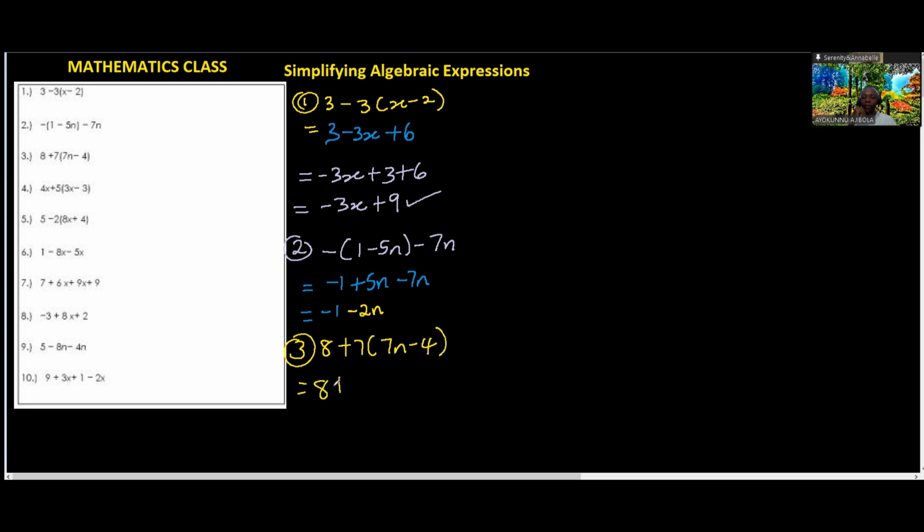So we have 8 plus, what is 7 times 7? You would ask me, you will say, pardon, right? Because you're not concentrating. Now, give me the answer. I don't know what was the question again. What is 7 times 7? 49. So that will be 49n.